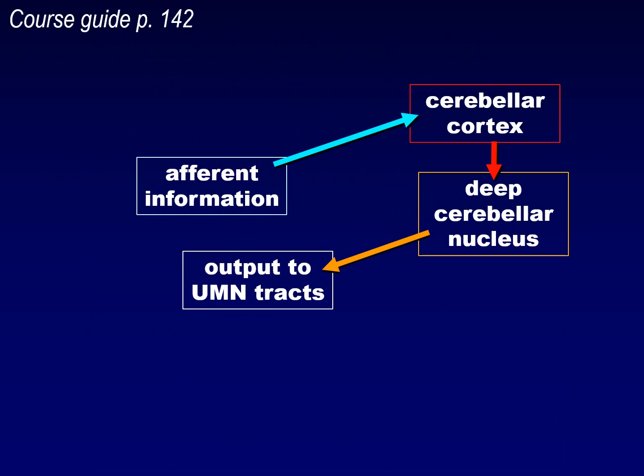So here again is that simple little circuit: afferent information in, going to cerebellar cortex, going out through a deep cerebellar nucleus to influence output to upper motor neuron tracts. This is always going to be the template for all these circuits I'm about to show you.